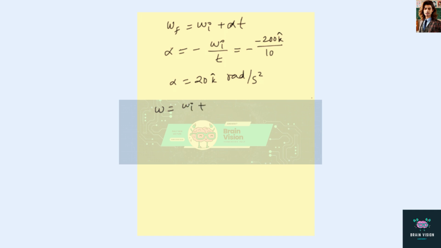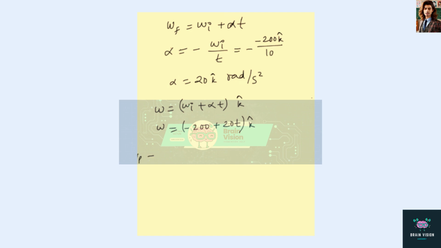Now the general equation of ω will be ω initial plus α t k cap. Okay, so ω initial is minus 200 plus 20 t k cap. So this is the general equation for ω.